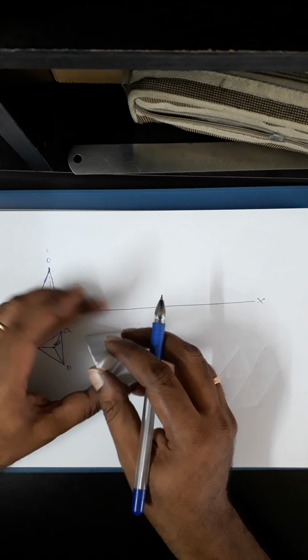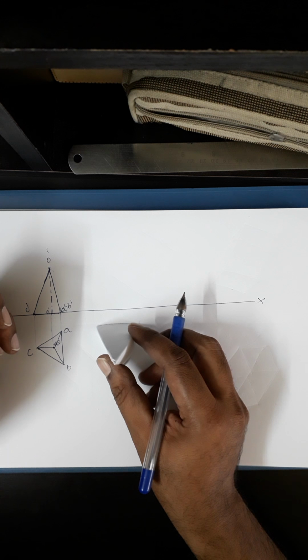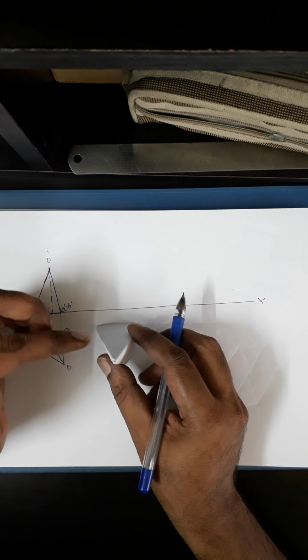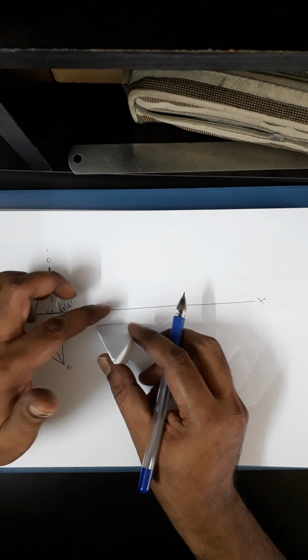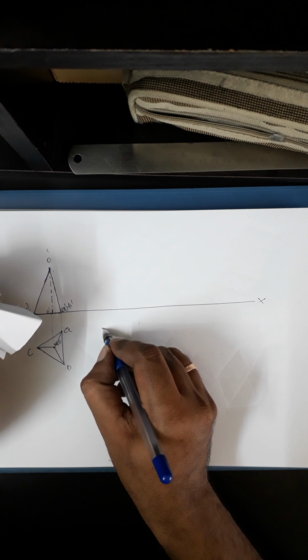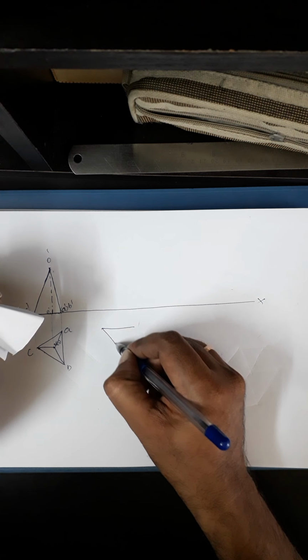I'll go for the next position. This position is nothing but one of its base edges. One of the base edges of a pyramid is parallel to VP and is nearer to it. If we go for a triangular pyramid, then this is the base edge which is parallel to VP and nearer to it.